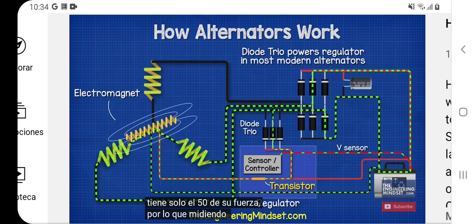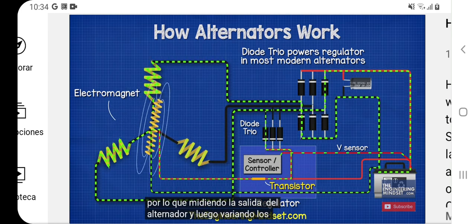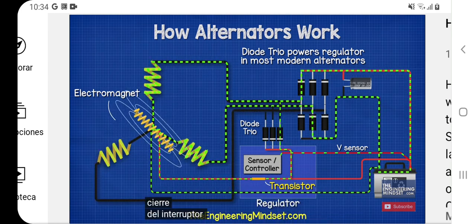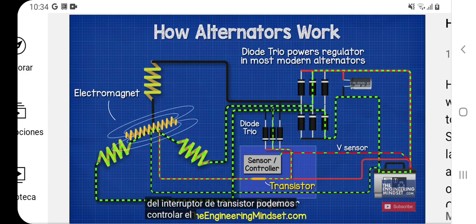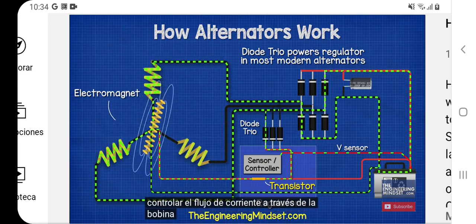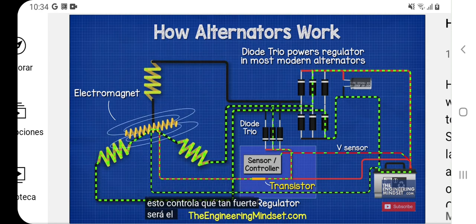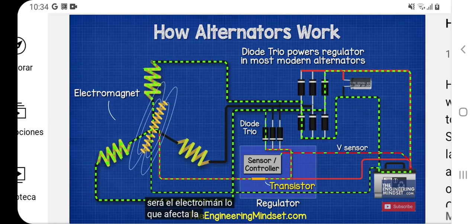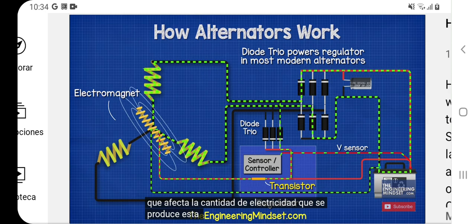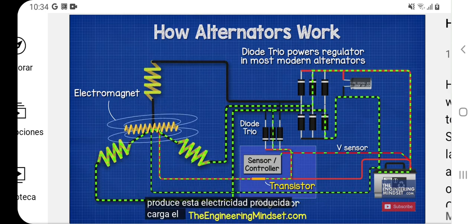So, by measuring the output of the alternator and then varying the open and close times of the transistor switch, we can control the current flow through the coil and the strength of the electromagnet. This controls how strong the electromagnet will be, which affects how much electricity is produced. This produced electricity charges the battery.